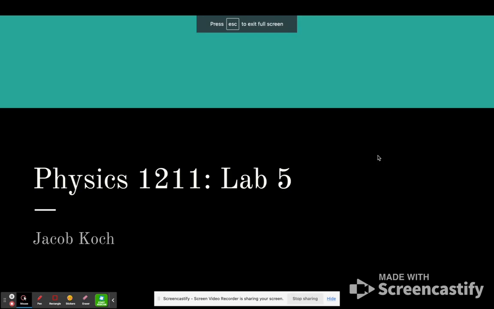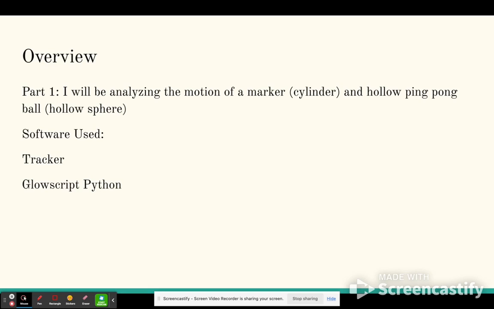Physics 1211, Lab 5, Moment of Inertia. In part 1, I'll be analyzing the motion of a marker, which is a cylinder, and a hollow ping pong ball, which is a hollow sphere, rolled down a ramp. The software I use is Tracker and GlowScript Python.